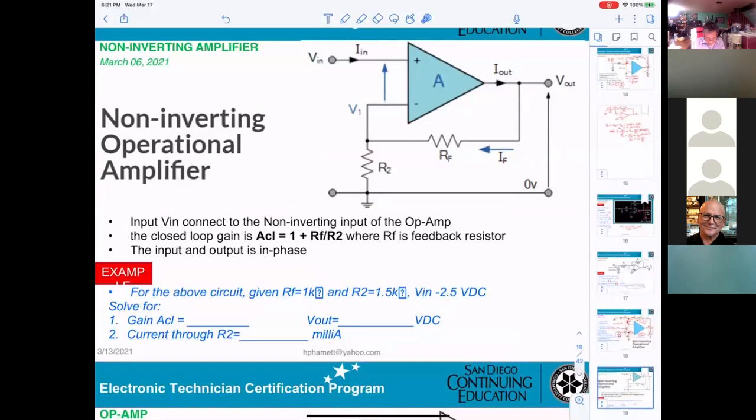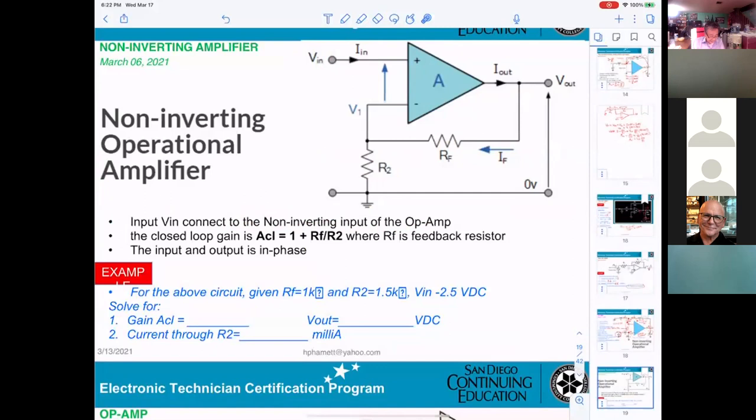This is also non-inverting, sorry. The thing is, in here we connect to the positive. And this will be the RF, and this will be R2. Okay, input Vin connects to the non-inverting input of the op-amp.